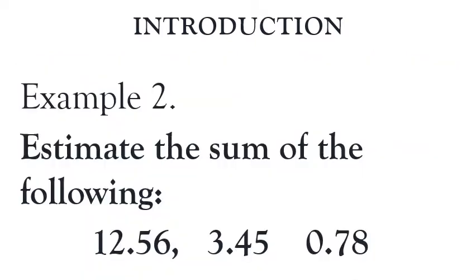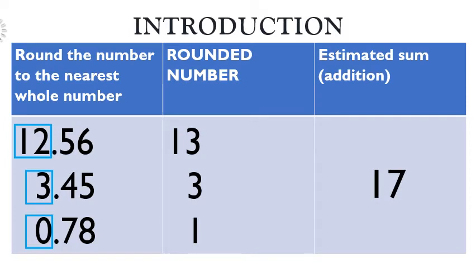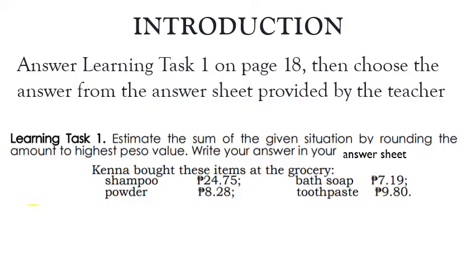Example 2. Estimate the sum of the following. Round the number to the nearest whole number. Rounded number. Estimated sum, addition. Answer learning task 1 on page 18, then choose the answer from the answer sheet provided by the teacher.